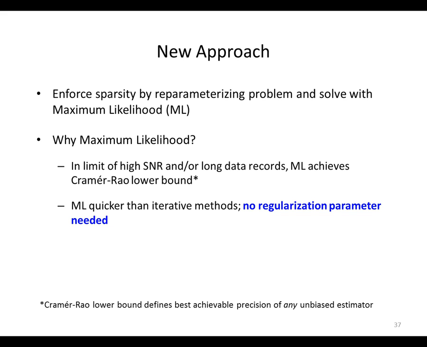And the reason that I want to do this is twofold. We know that maximum likelihood algorithms achieve what's called the Cramer-Rao lower bound. That's a theoretical calculation that tells you, for a given data model, the absolute best that you could achieve with any algorithm. So, having an algorithm that in theory can do that is really nice. And as you'll see in a minute, this is much quicker than iterative approaches. And of course, you don't need a regularization parameter to do this.